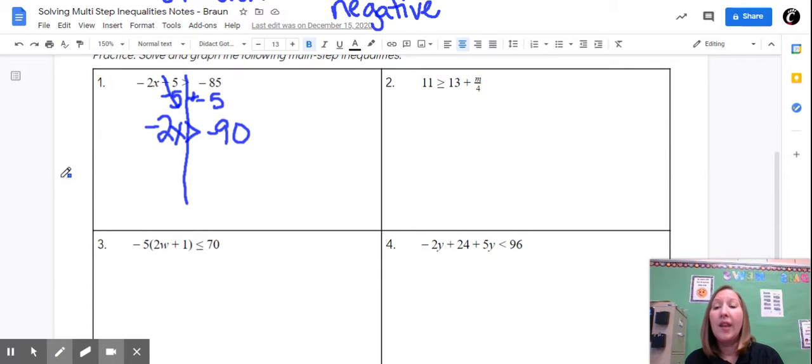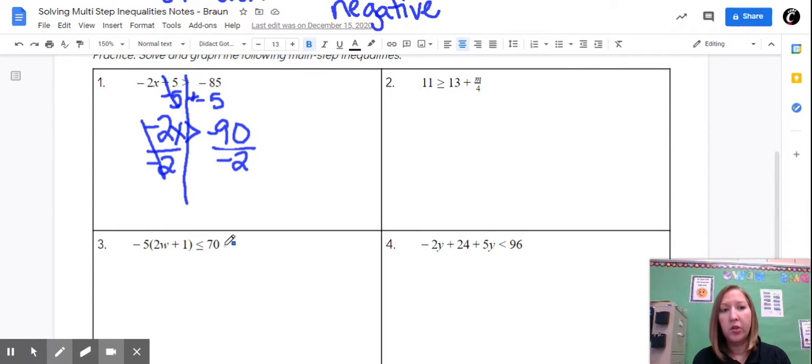All right. Now we're going to go through and get rid of our negative 2. So I want to divide both sides by negative 2. These are going to cancel out. And then I have negative 90 divided by negative 2. Remember, a bad thing happening to a bad person is positive. So what we're left with is x on the left and 45 on the right.